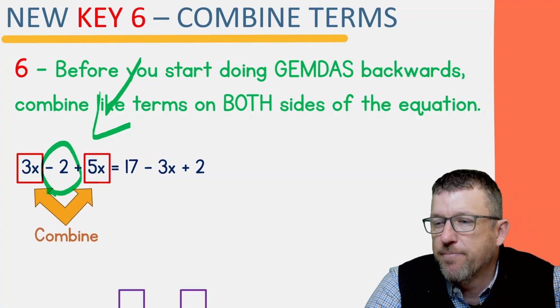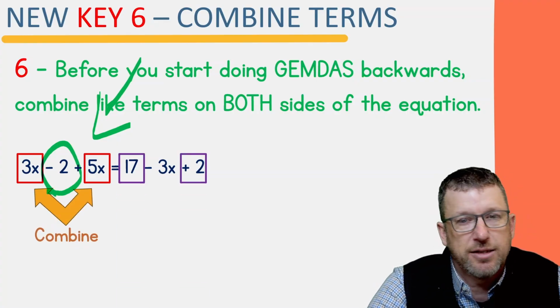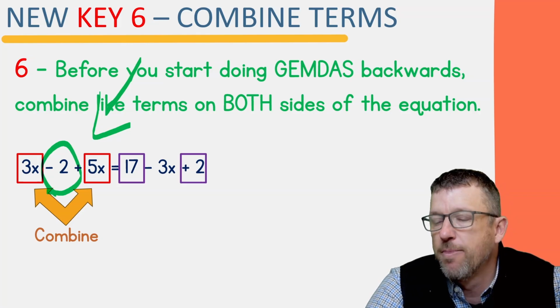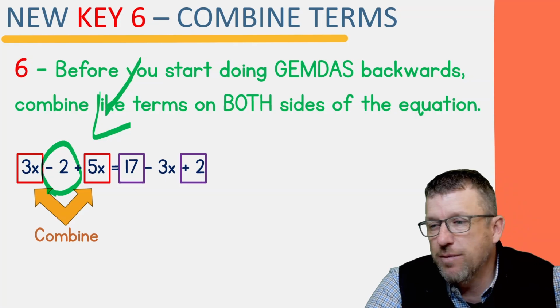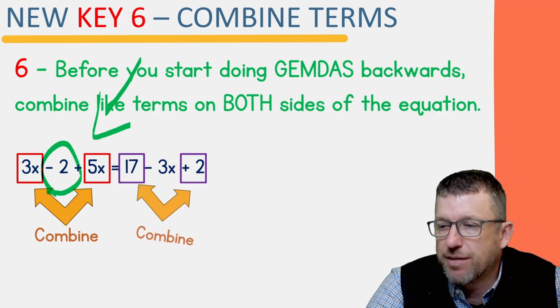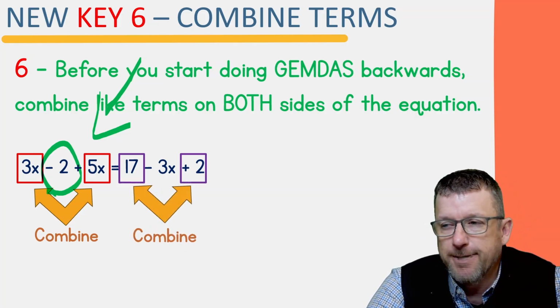And then on the other side, I would look and say, oh, I got two constants. I have a 17 and I have a positive 2. And they don't have any variables connected to them. So they're on the same team. We're in the same jersey. Let's go ahead and combine them to one number, okay?